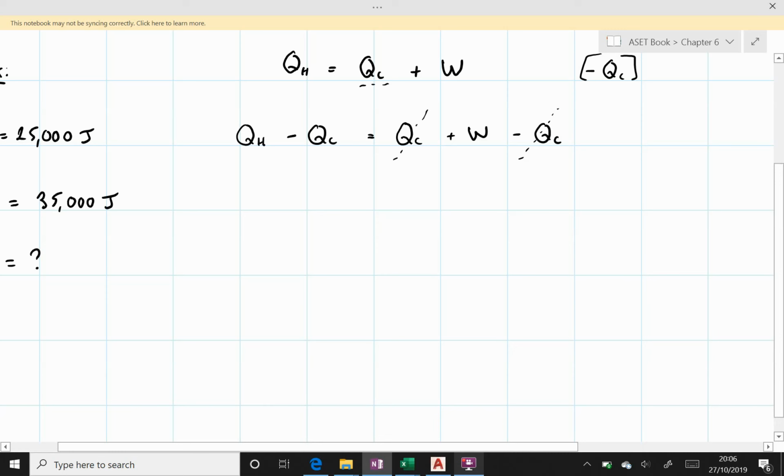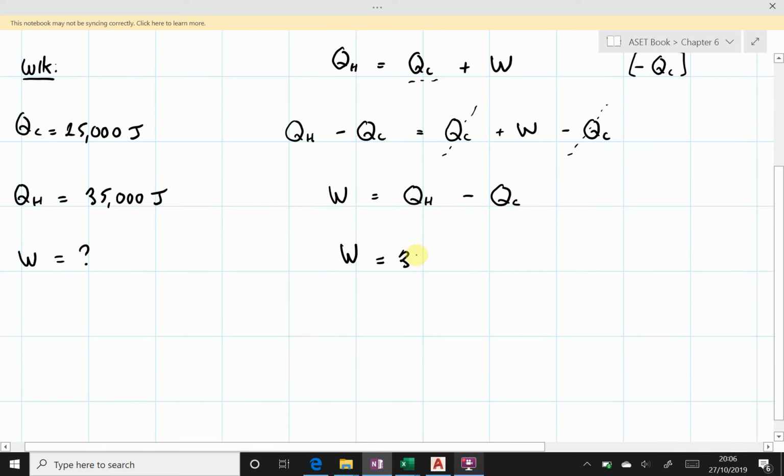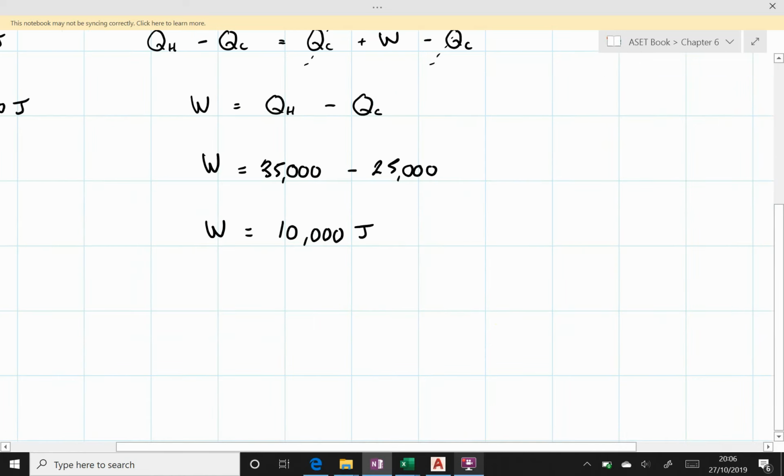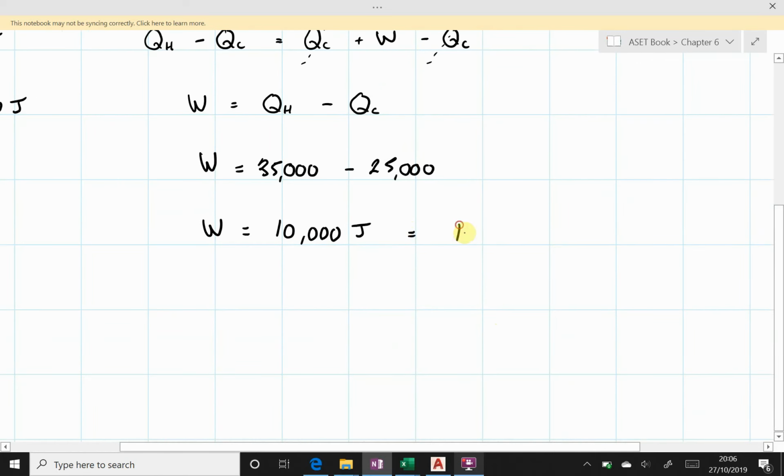We can now rewrite this equation. W equals QH minus QC, and if we now sub the respective numbers in, so QH being 35,000, take away 25,000, and so it can be seen that W equals 10,000 joules, which could also be represented as 10 kilojoules. And that concludes this particular question.